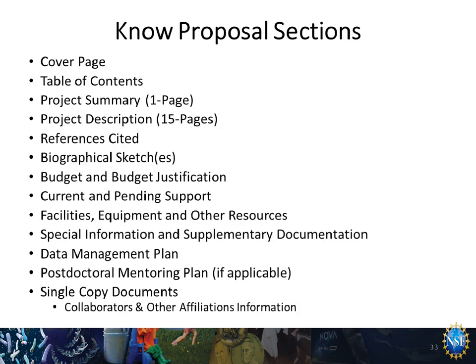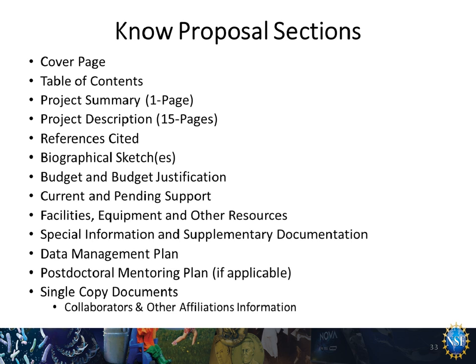Know the proposal sections. So here they are. If you've not put in a proposal before, there will be a cover page that the system automatically generates, whether you go into research.gov or you go into grants.gov or you go into Fastlane at NSF. 3 different ways right now that you could submit a proposal. Any one of them will generate a cover page. It will also automatically generate a table of contents.